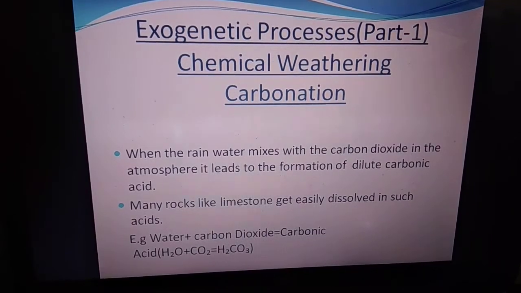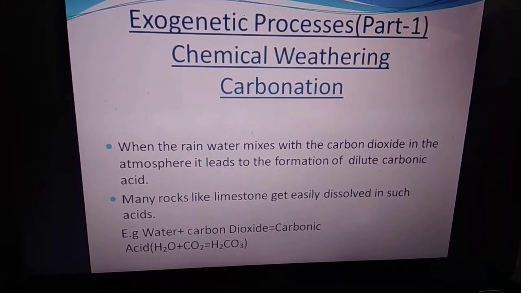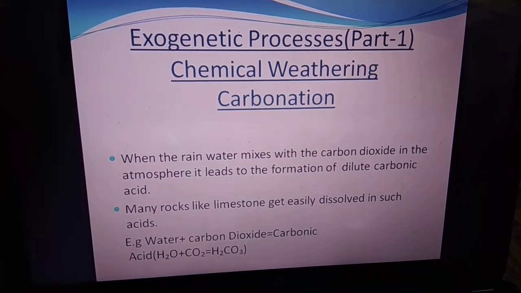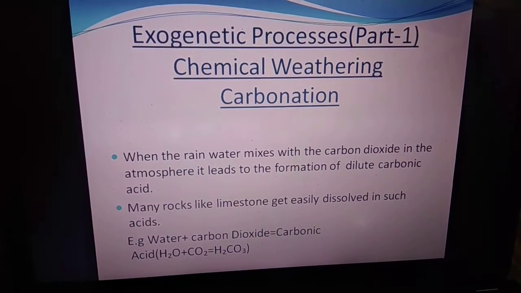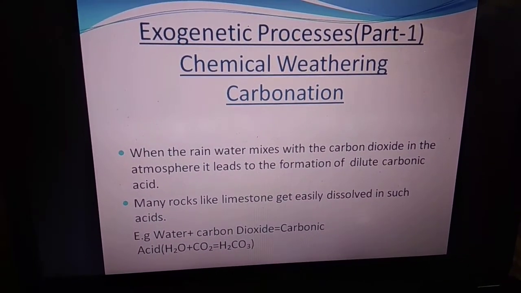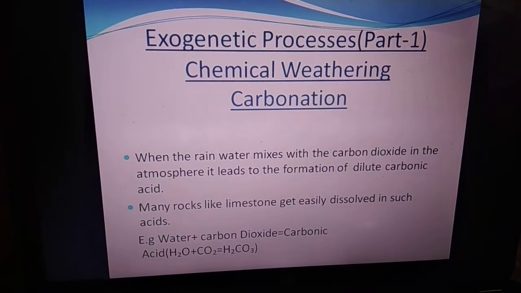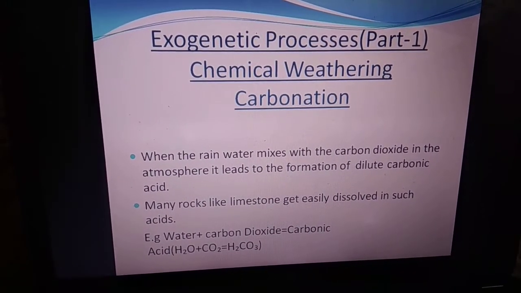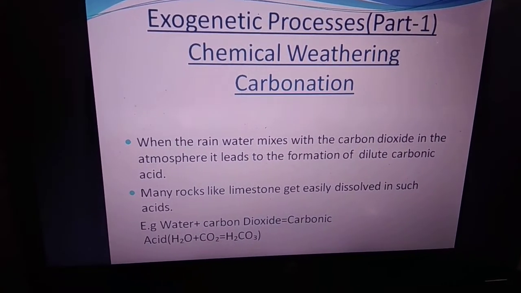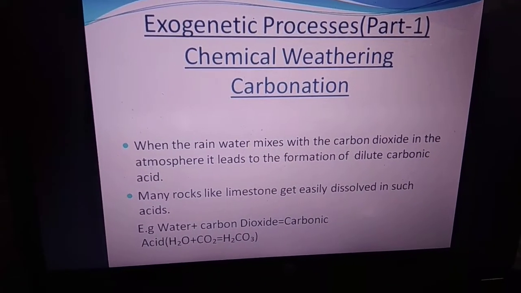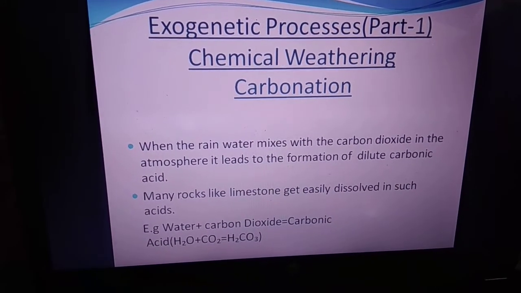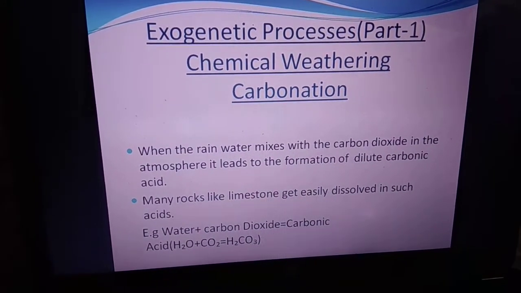As we already see in this slide, rainwater mixes with the carbon dioxide in the atmosphere, and there will be formation of dilute carbonic acid. Many rocks like limestone get dissolved in such acid. Example, you have to see in this slide that water, that is H2O, plus CO2, that is carbon dioxide, is equal to H2CO3, that is carbonic acid.